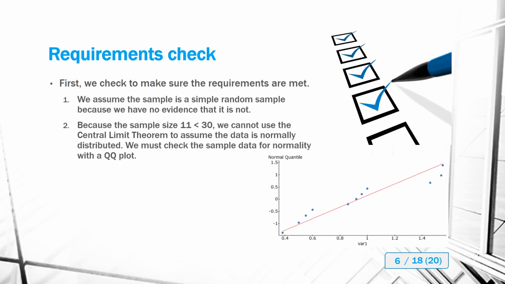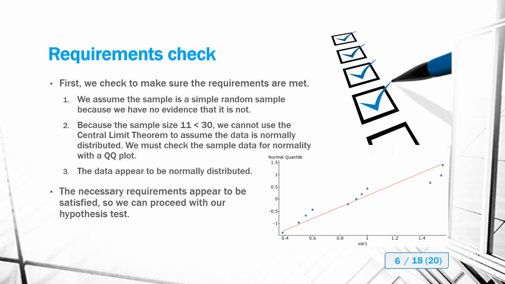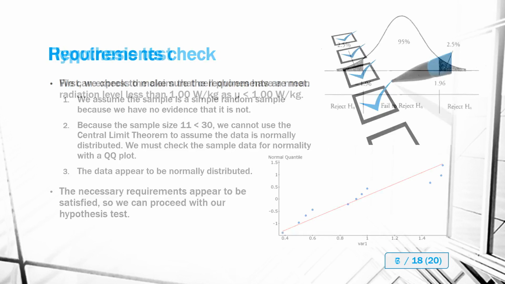There's no set pattern that we see one way or the other. So there's nothing really calling out that says this is definitely not normally distributed. So we're going to say the data appear to be normally distributed. So with that, the necessary requirements appear to be satisfied. So now we can proceed with our hypothesis test.